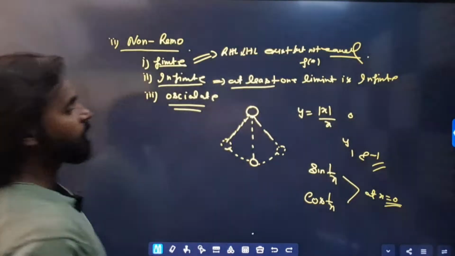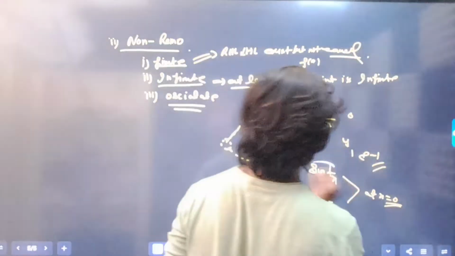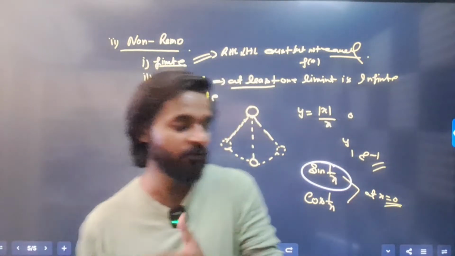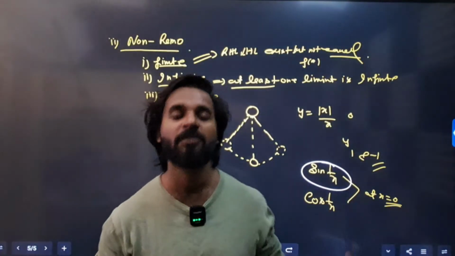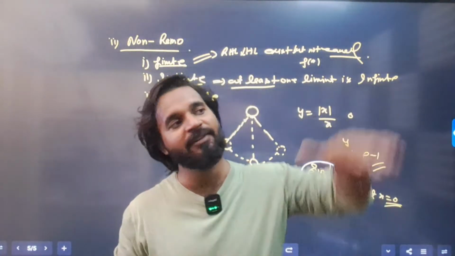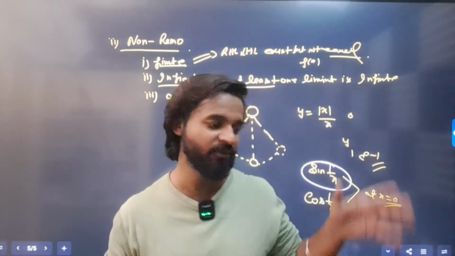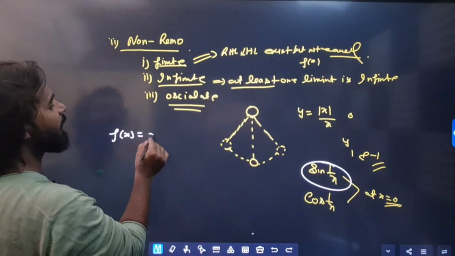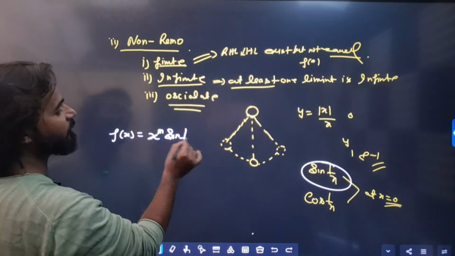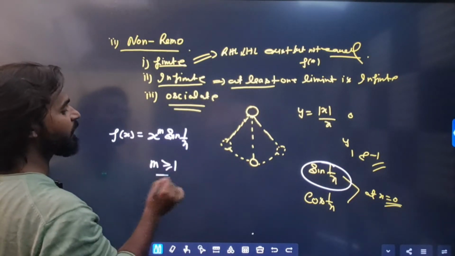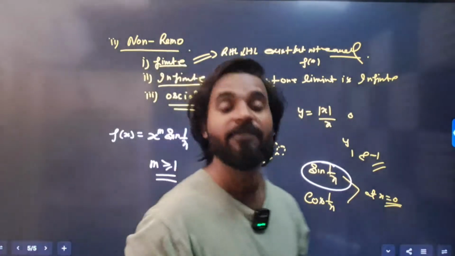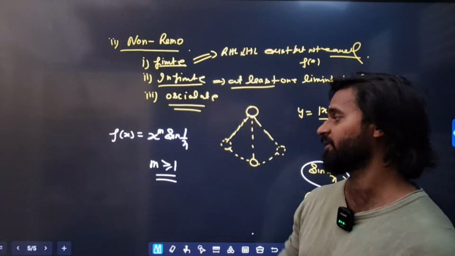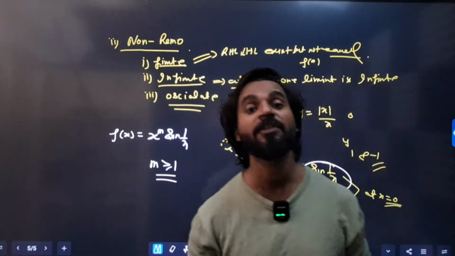Okay. So oscillation, you know very well, x equal to 0. This function oscillates between -1 to 1 continuously. Clear or not? So remember, when the function is f(x) equal to x to the power m sin 1 by x, m should always be greater than or equal to 1, otherwise the function is discontinuous. So this is the reason for oscillation, otherwise this function is a non-removable discontinuity.